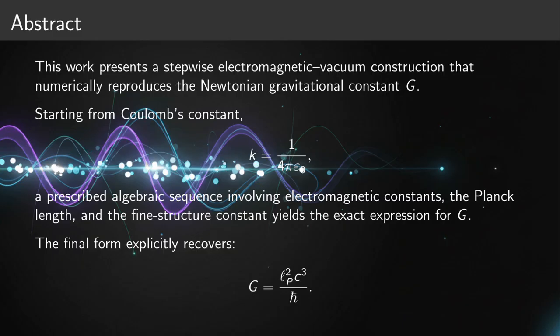Beginning with Coulomb's constant, we follow a prescribed algebraic sequence involving electromagnetic constants, the Planck length, and the fine structure constant. This sequence ultimately yields the standard expression for G in terms of Planck units. G equals the Planck length squared times c cubed divided by h bar.